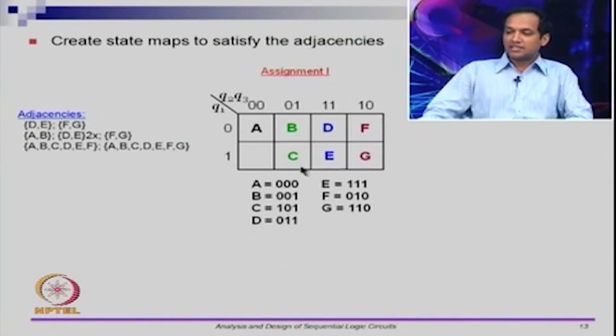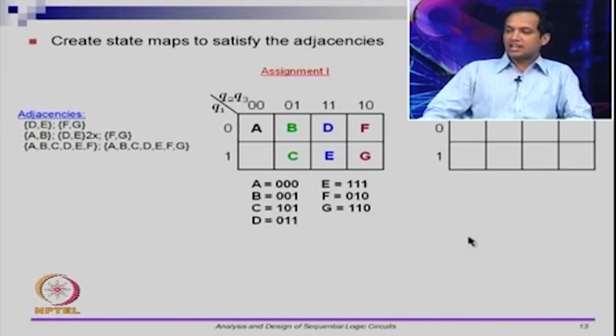Let us look at the state assignments. I now go and read Q3, Q2, Q1, right. So I go and read the state assignment. For E it is 1 1 1, for G it is Q1, Q2, Q3, so it is 1 1 0 and so on. That is the way in which you can get state assignment. There are other assignments possible, so I will show you another assignment now.